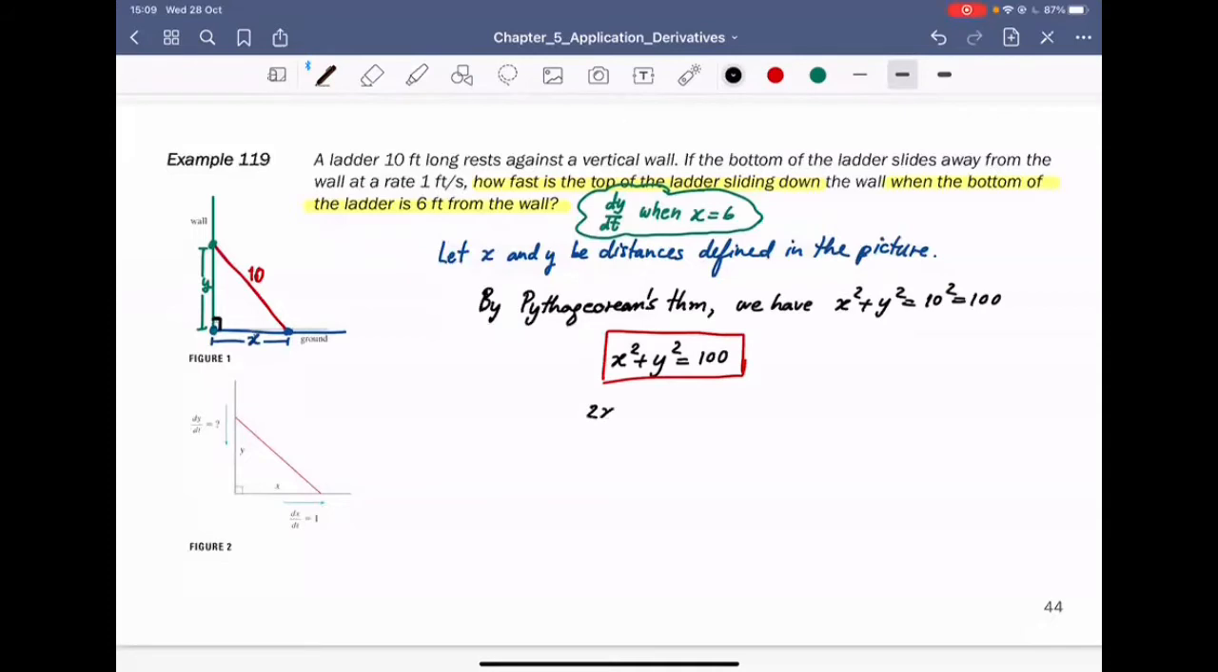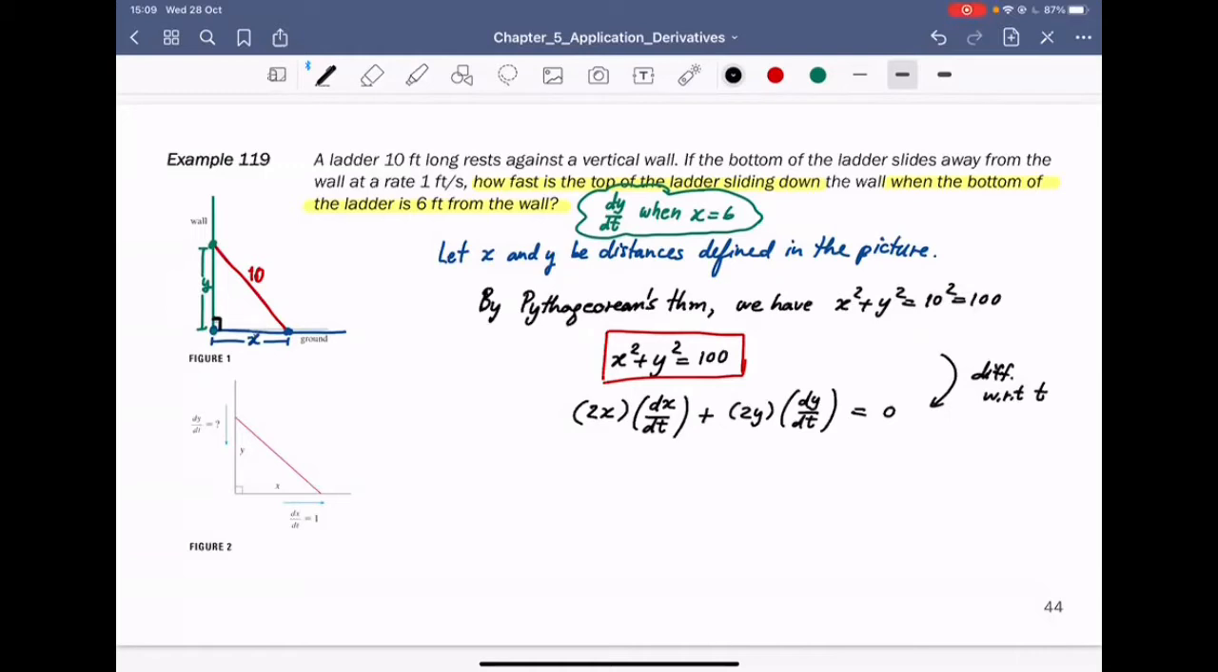So I have 2x dx by dt, right? And then plus 2y dy by dt. And then differentiate 100, I get 0. So from this step to this step, I differentiate with respect to t. Okay, sounds good.